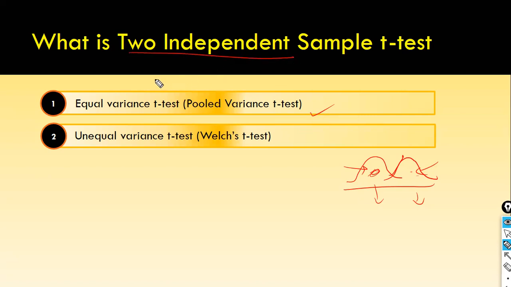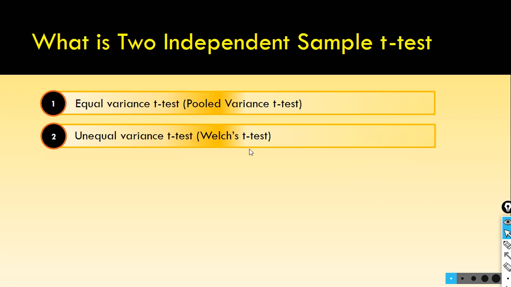Within the two independent sample t-test, there are two types. One is the equal variance test, where both population variances are equal or almost equal, close to the same. It is also called a pooled variance t-test. But there are cases where the variances may not be the same. In that kind of situation, we call it an unequal variance test. It is also called Welch's t-test. We will take a look at the difference between these two. If the variances are not the same, we call it Welch's t-test.